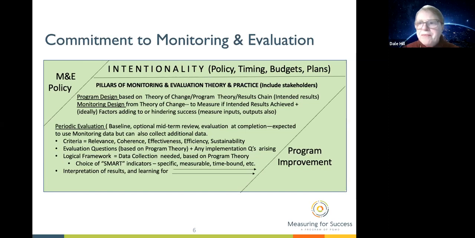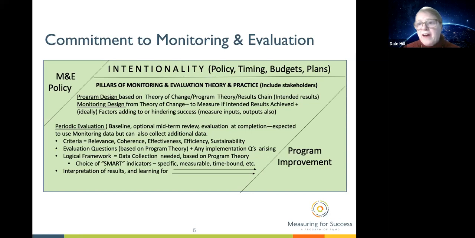The program design, for that we use a tool called the theory of change, which is sometimes called a program theory or a results chain. And basically one sets a series of objectives and lays out the inputs, outputs, intended outcomes, and if it's a long-term program, intended impacts. The monitoring design then flows from the theory of change to measure if those intended results are achieved, and ideally factors that are hindering or adding to the possibility of success, which means sometimes you need to measure inputs and outputs in addition to outcomes.